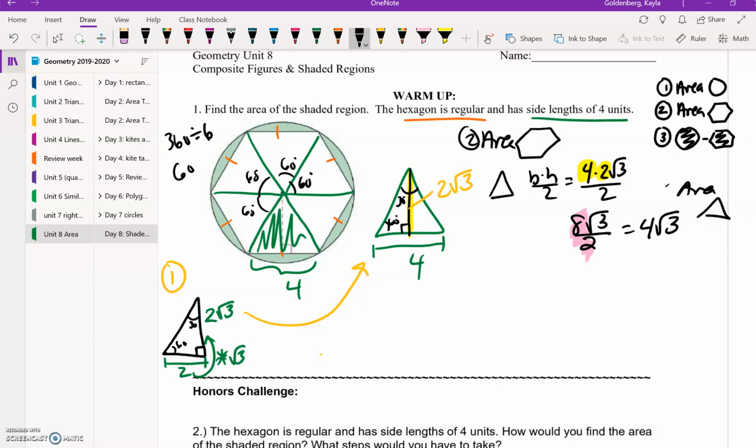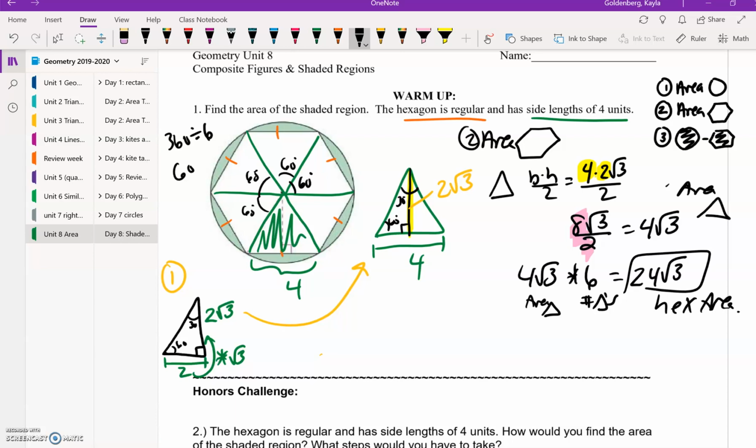Now, if I want to find the total hexagon area, I need to take the area of a triangle and multiply by how many triangles there are. So I'm going to do 4 root 3 times 6. Remember, that's area of a triangle. 6 is number of triangles. And for this, you can do just the 6 times the 4, the coefficient, and you're going to have 24 root 3s. And that's going to be my hexagon area.